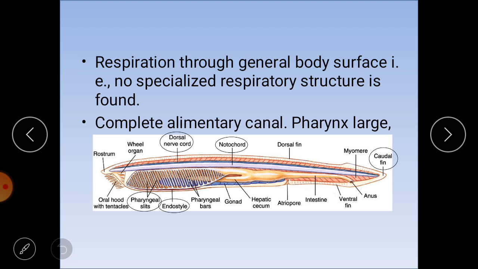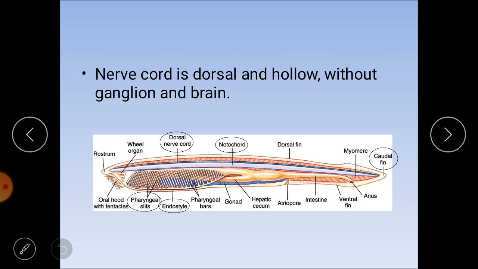The nerve cord is dorsal and hollow, without ganglion and brain. So the notochord, you know what the notochord is? Notochord, you can see here, this is the dark blue line here, right? So this is actually the notochord. This is dorsal, means it's present on the dorsal surface, and the nerve cord is a hollow tube present just above the notochord, without any ganglion or brain.